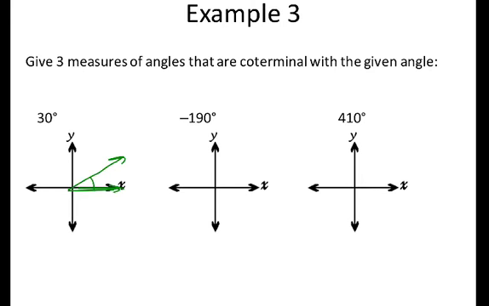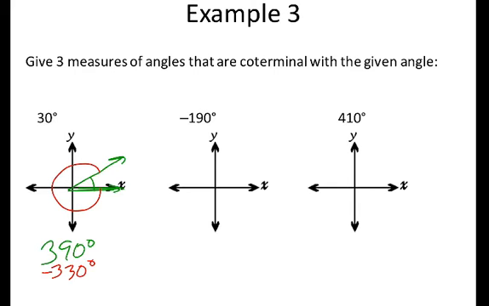Another option we have is to do that 30 degrees plus another 360. So we could go 390 degrees. Let me get rid of that. Or another option we have is to go backwards. So let's say instead of starting at my initial angle and going counterclockwise, we went clockwise instead. So if I take 30 and subtract 360, I'm going to end up with negative 330 degrees.